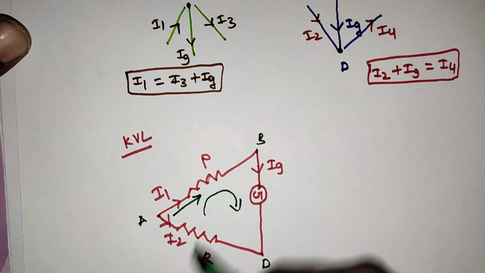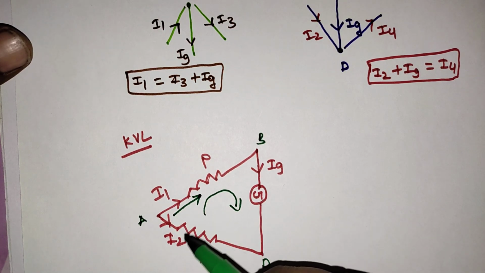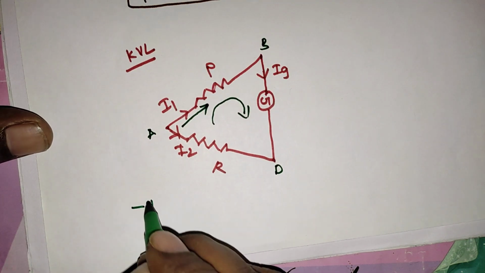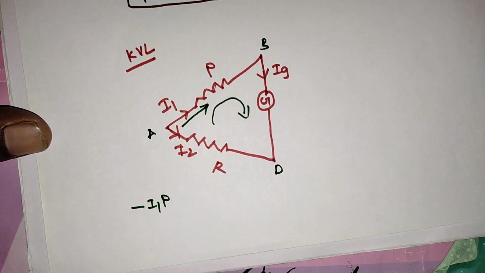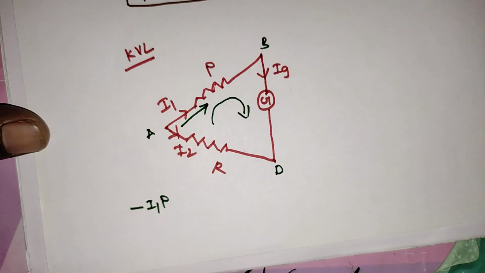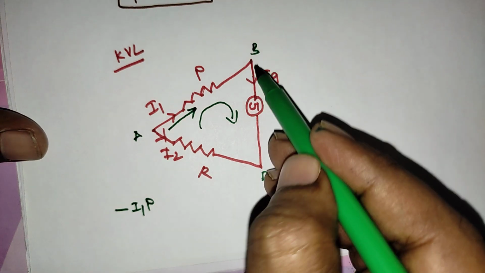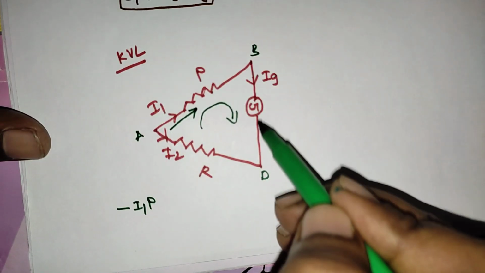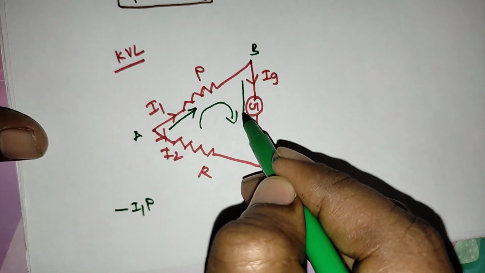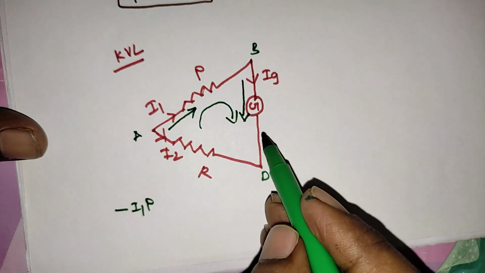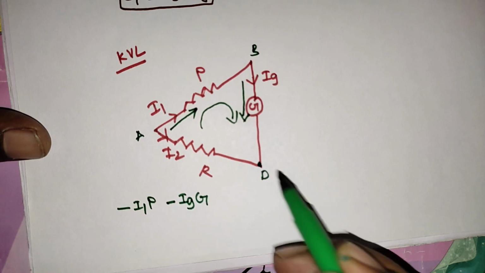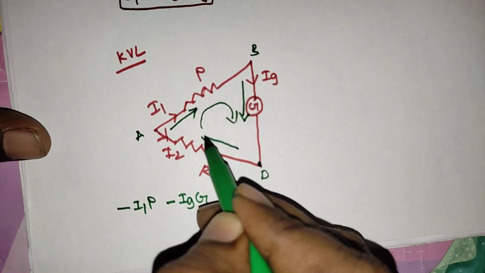So this is the loop direction. Both are in the same direction. What we know, it can be taken as a negative. So I am going to write minus I1 into P. Then both are traveling in the same direction, so it can be taken as a negative. Then after reaching the point B, current is flowing through the resistor G, the galvanometer. So then after that we'll move in this direction. Both are in the same direction. Again it can be taken as a negative. So minus IgG.